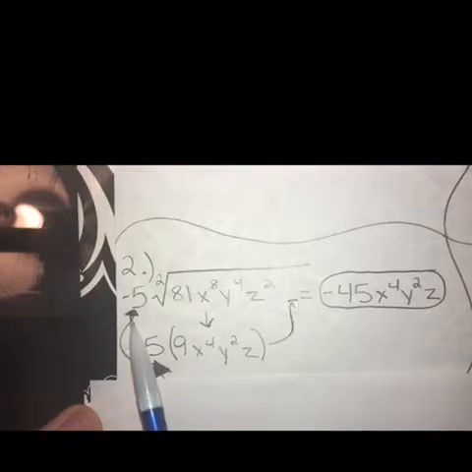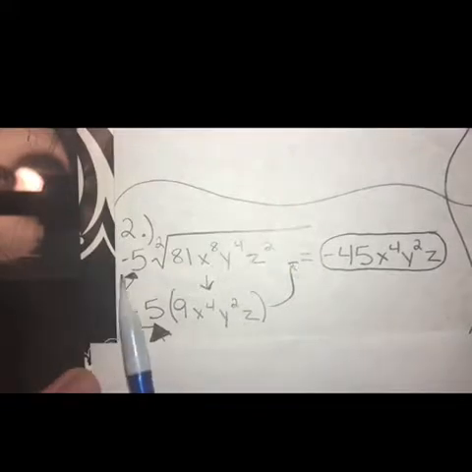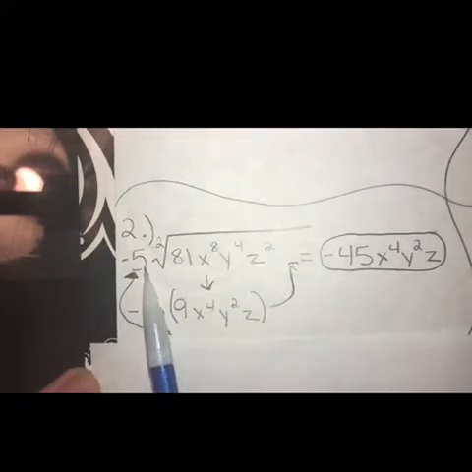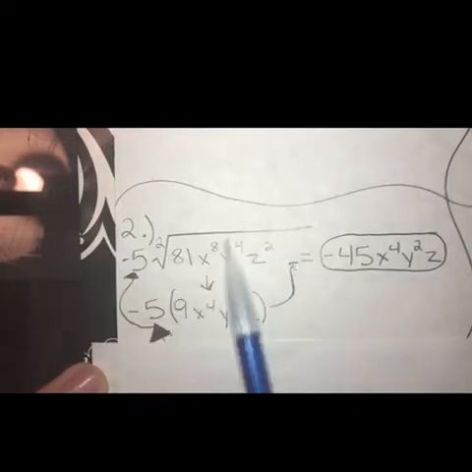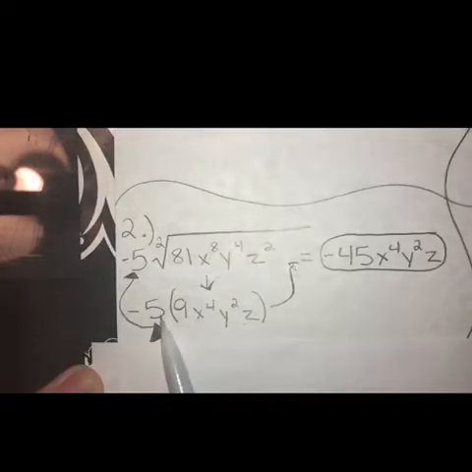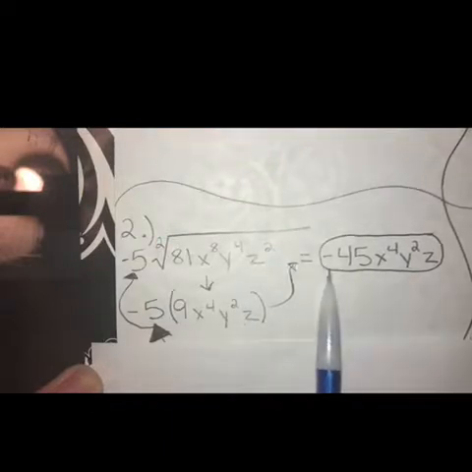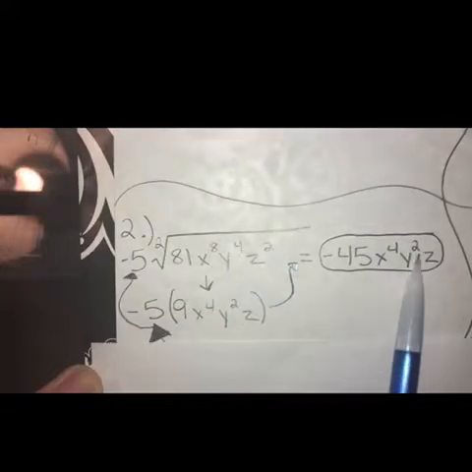Now, in front of this radical sign, we have a big negative 5. This means we are going to multiply negative 5 by the square root of 81, x to the 8th power, y to the 4th power, and z to the 2nd power. We've simplified the radical and gotten this answer. So now we multiply it by negative 5, which gives us negative 5 times 9, which is negative 45. Since we can't distribute this 5 into any of our variables, we just bring our variables up here, and our answer is negative 45, x to the 4th power, y to the 2nd power, and z.